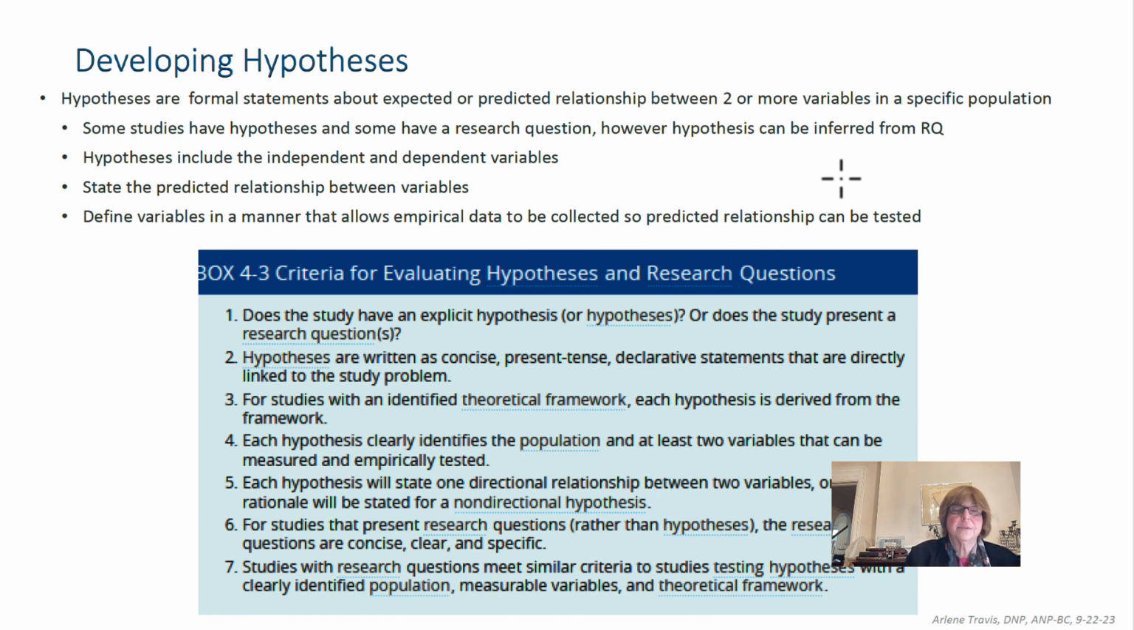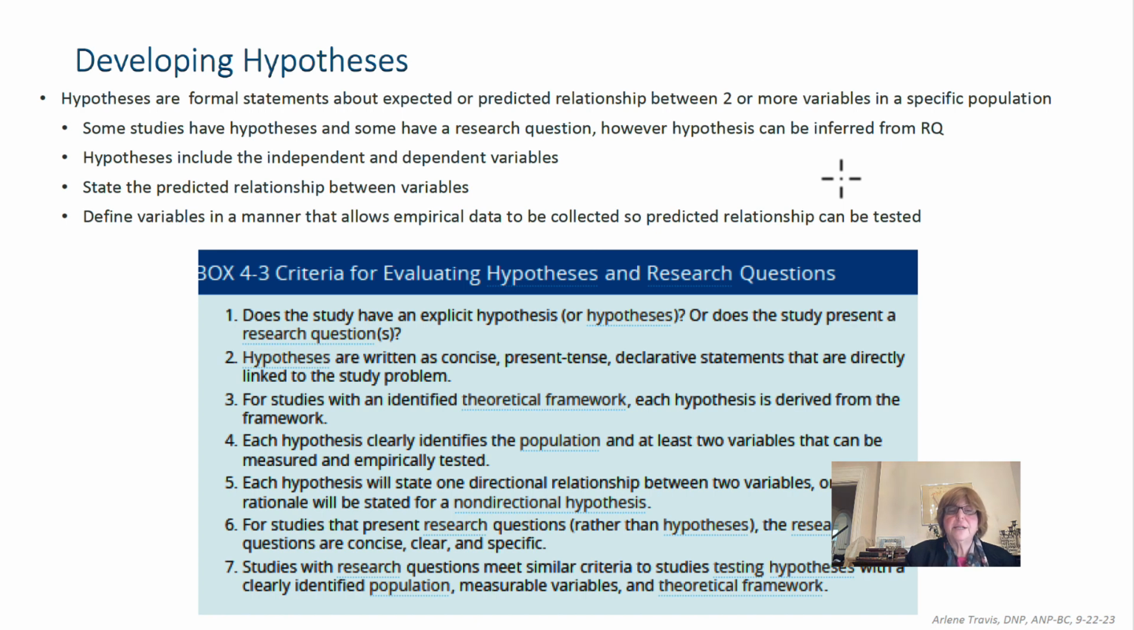Remember, we discussed there are several different forms of hypothesis. And here we're going to talk about how to develop a hypothesis. A hypothesis is a formal statement about an expected or predicted relationship between two or more variables in a specific population. Some studies have a hypothesis and some have a research question, and the hypothesis is inferred from the research question. But you should be stating the predicted relationship between variables, or define the variables in a manner that allows empirical data to be collected so that predicted relationships can be tested.